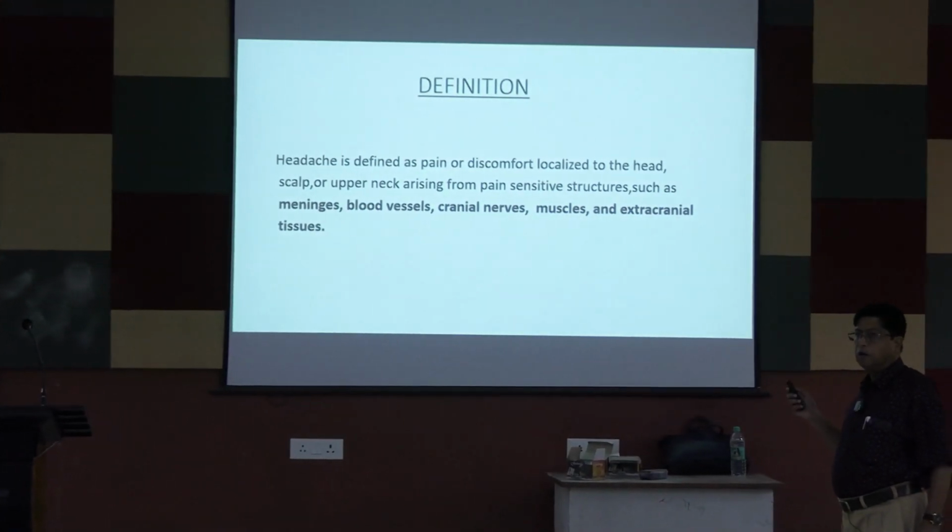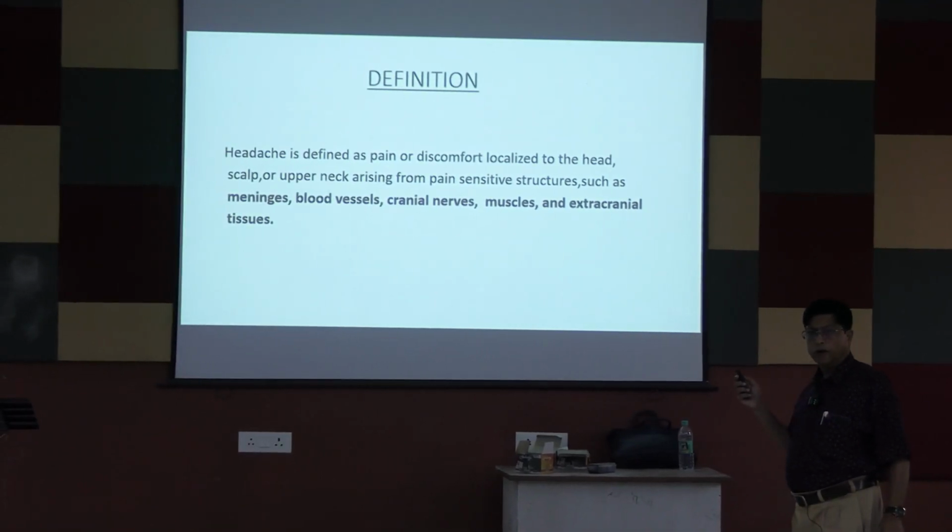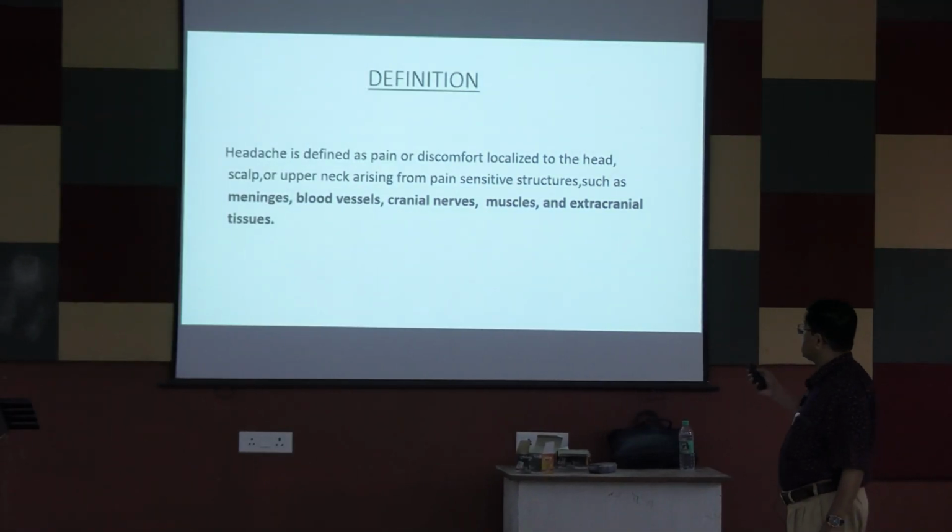All the structures in the brain are not pain-sensitive. Only pain-sensitive structures will give rise to headache. These are the pain-sensitive structures. Meninges, you know, have three layers: dura mater, arachnoid mater and pia mater. So dura and arachnoid are painful because these structures have nociceptors, pain-sensitive receptors. That's why they are painful.